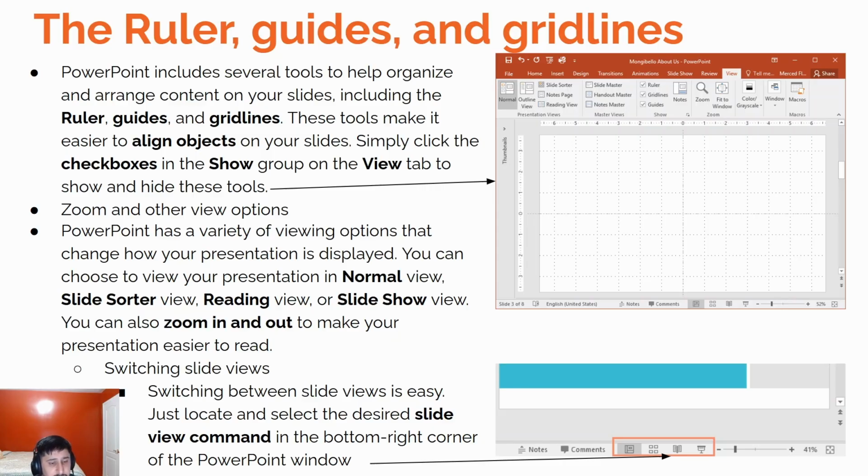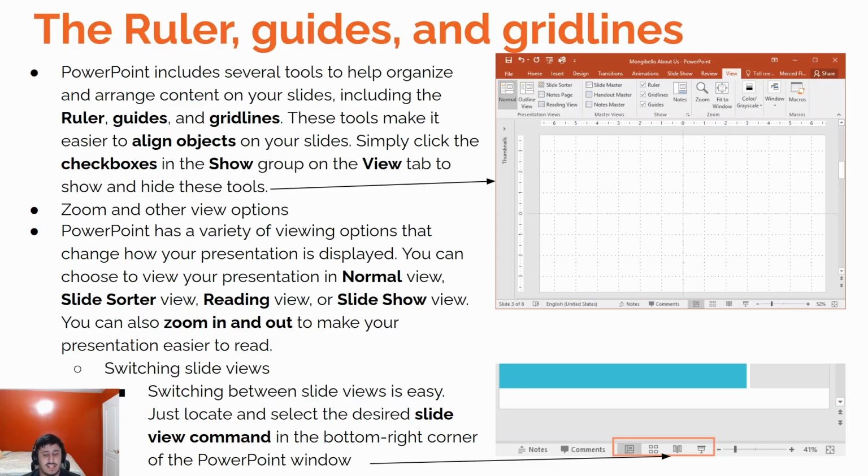As I had mentioned earlier, if we want to switch our slide views, it's pretty easy. We can just locate and select the desired slide view command in the bottom right corner of the PowerPoint window and click on it, and our slide view will change accordingly. And again, normal view, that's your typical PowerPoint view, the one you're most likely accustomed to if you have worked with it before, and the one you probably use most often.